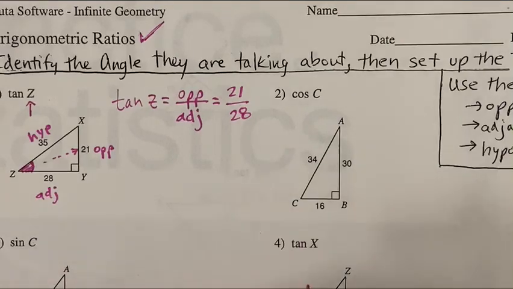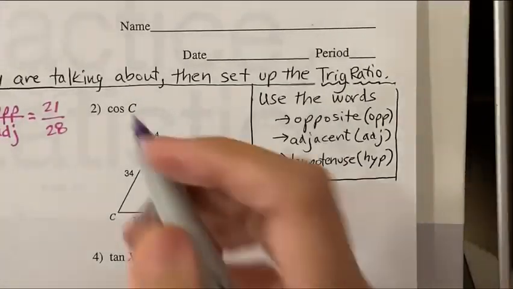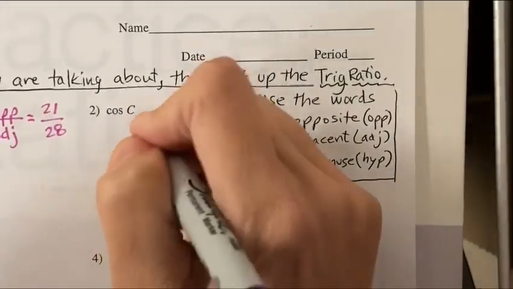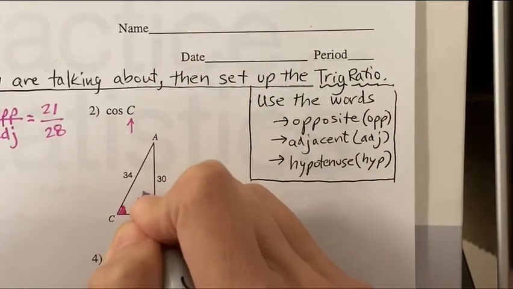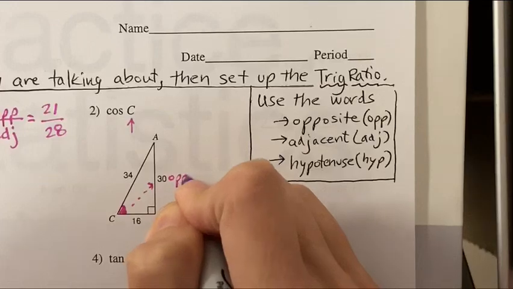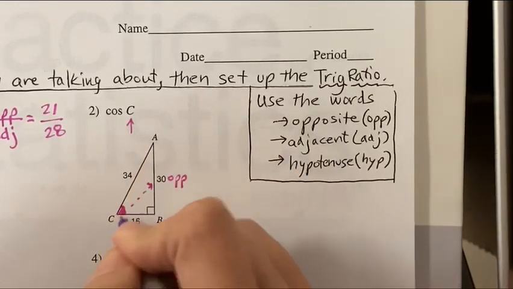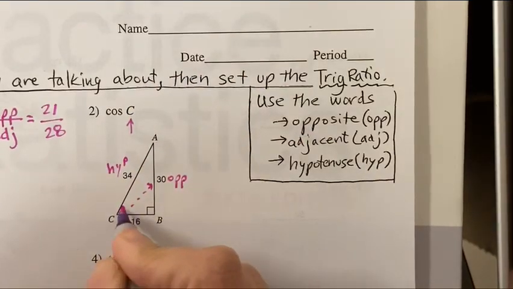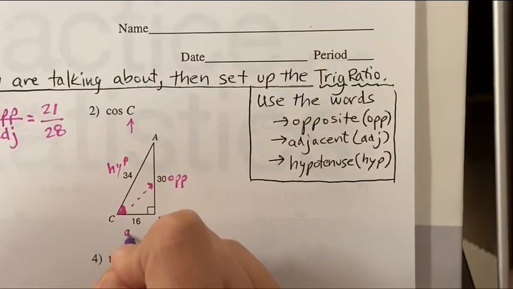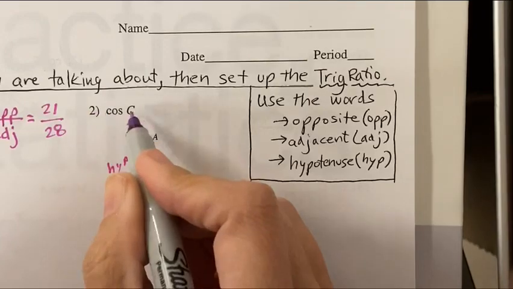Okay, let's take a look at the next question. It says cosine of c. So that's our reference angle. So let's color that reference angle. The opposite side is 30. The hypotenuse, the longest side, is the 34. And that must mean 16 is adjacent to our reference angle. Okay, now to set it up.